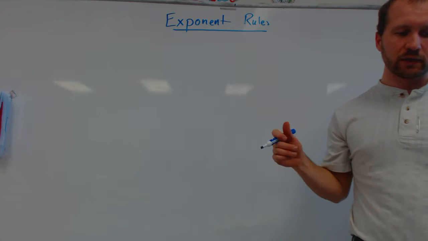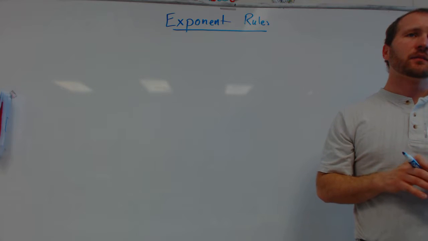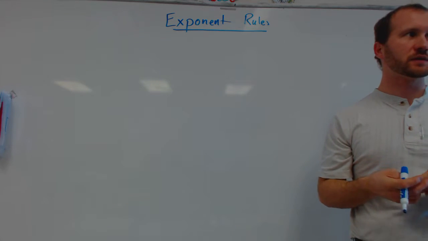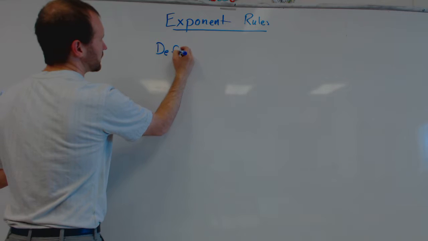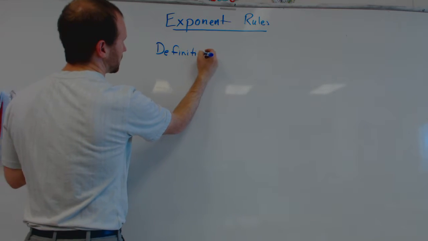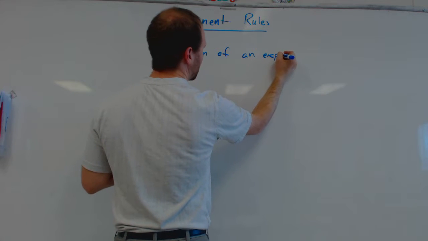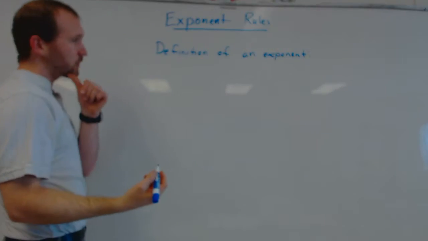Exponent rules. All right, so we're going to look at this particular topic. We're going to look at using something called definitions and proofs. Okay, so I'm going to start out with this: the definition of an exponent. The definition of an exponent is this.